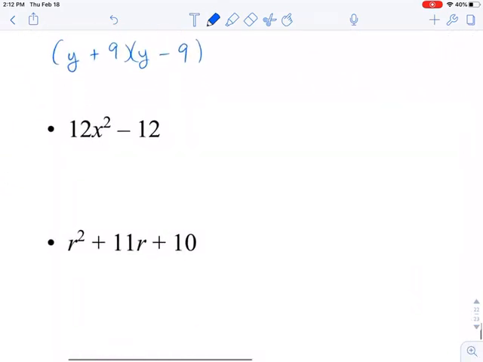All right, again, two terms. So I'm thinking it's a difference of squares question. However, 12 is not a perfect square. But what we can do first is get rid of that GCF. So you're left with x squared minus 1. Now we can do the difference of squares. So x plus 1, x minus 1.